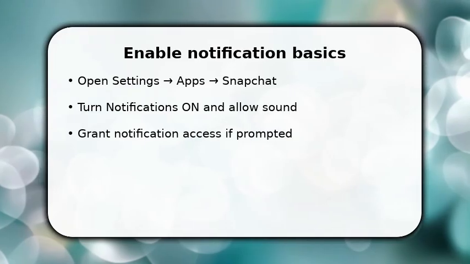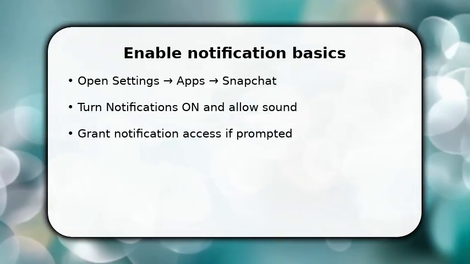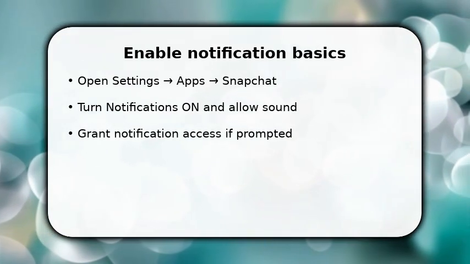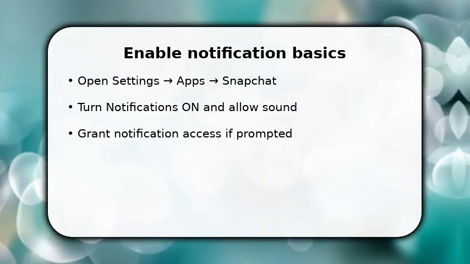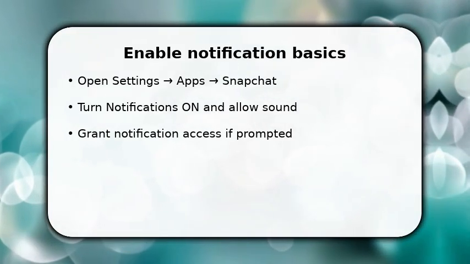You'll start by confirming the basics so the phone can deliver sounds. Open Settings, go to Apps, pick Snapchat and switch notifications on. This restores the app-level permission.